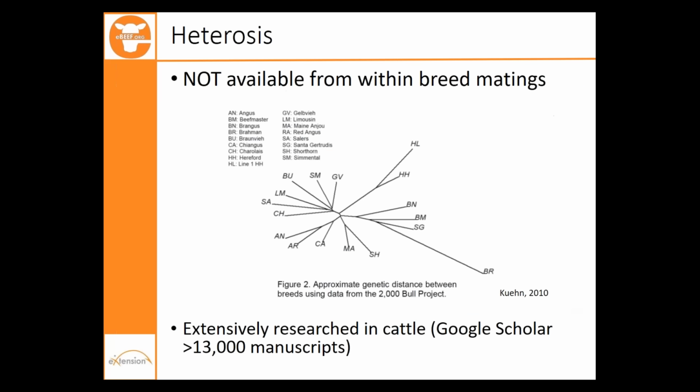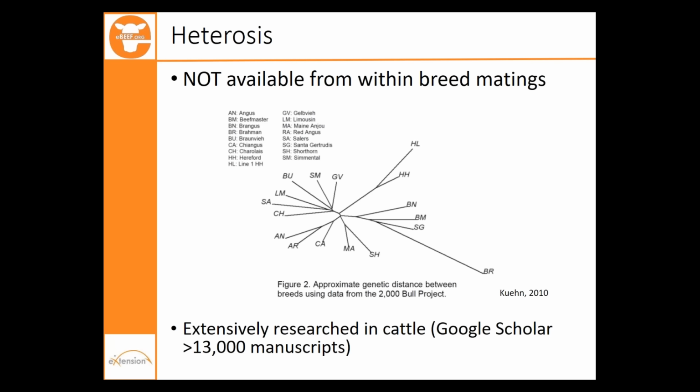Great, Megan. Well, the research says, partially by definition but also partially through research, that heterosis really isn't available from within-breed matings. A number of years ago, Dr. Larry Keele from the Meat Animal Research Center did some really interesting work estimating the genetic distances between breeds based on 50K genomic data through the 2000 Bull Project. And what this project did is create a dendrogram that looks at the relationships between breeds.